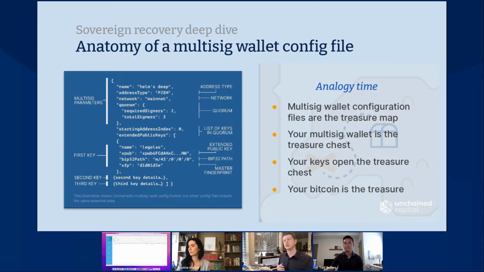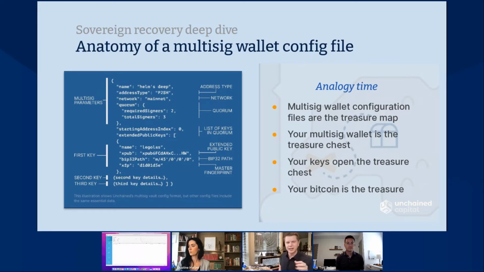But really, to drive the analogy home, what we like to think about in this wallet configuration file is that we really want to think about it as the treasure map to your Bitcoin, right? If you think about the multi-sig wallet that you set up, it's kind of a digital treasure chest for your Bitcoin. Now, your keys open up the treasure chest, and as we've talked about in our example, you need 2 out of the 3 keys to open up that treasure chest. But you also want to know where your treasure chest is located. So the treasure map to find your treasure chest is going to be a file like this. This is your wallet configuration file, the treasure map to your multi-sig Bitcoin.